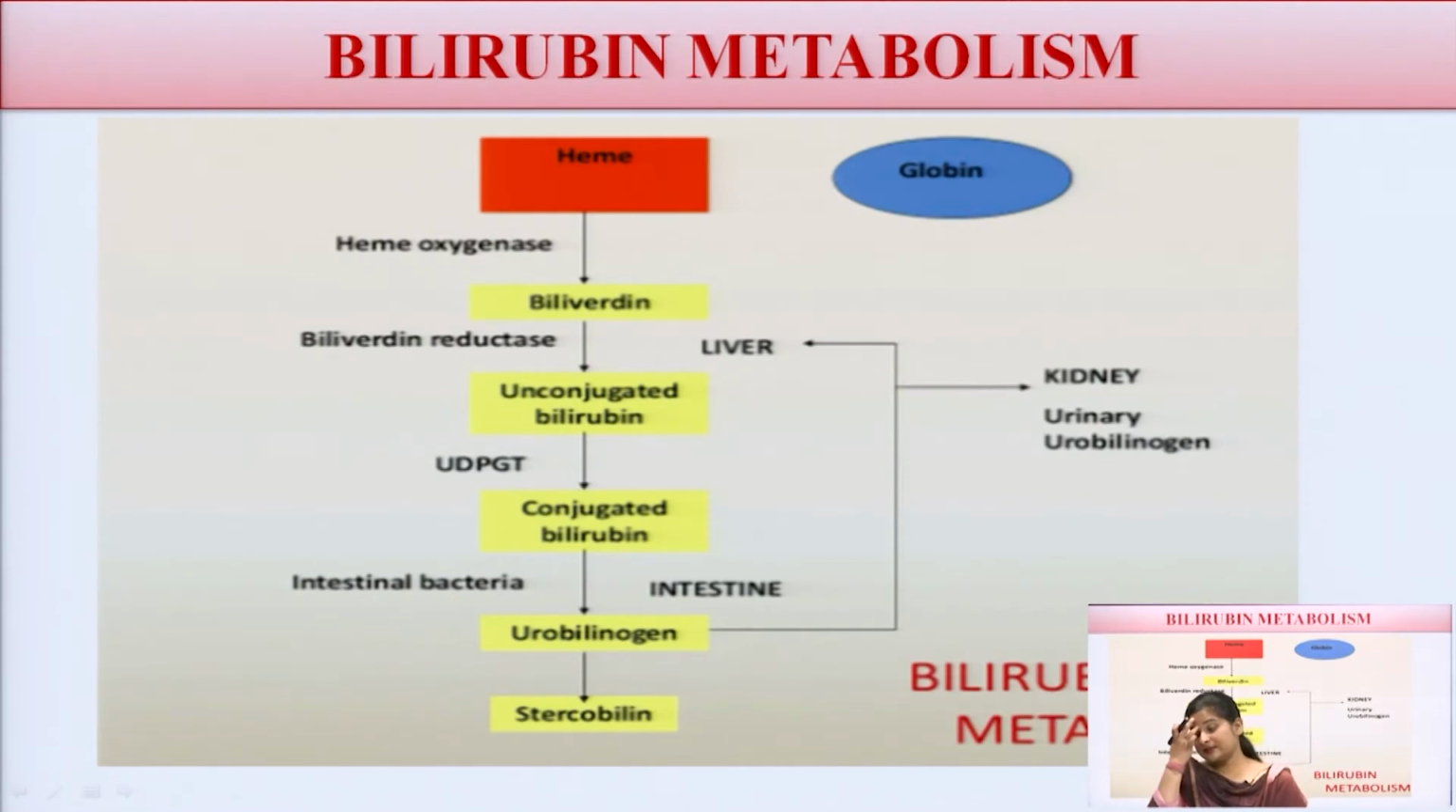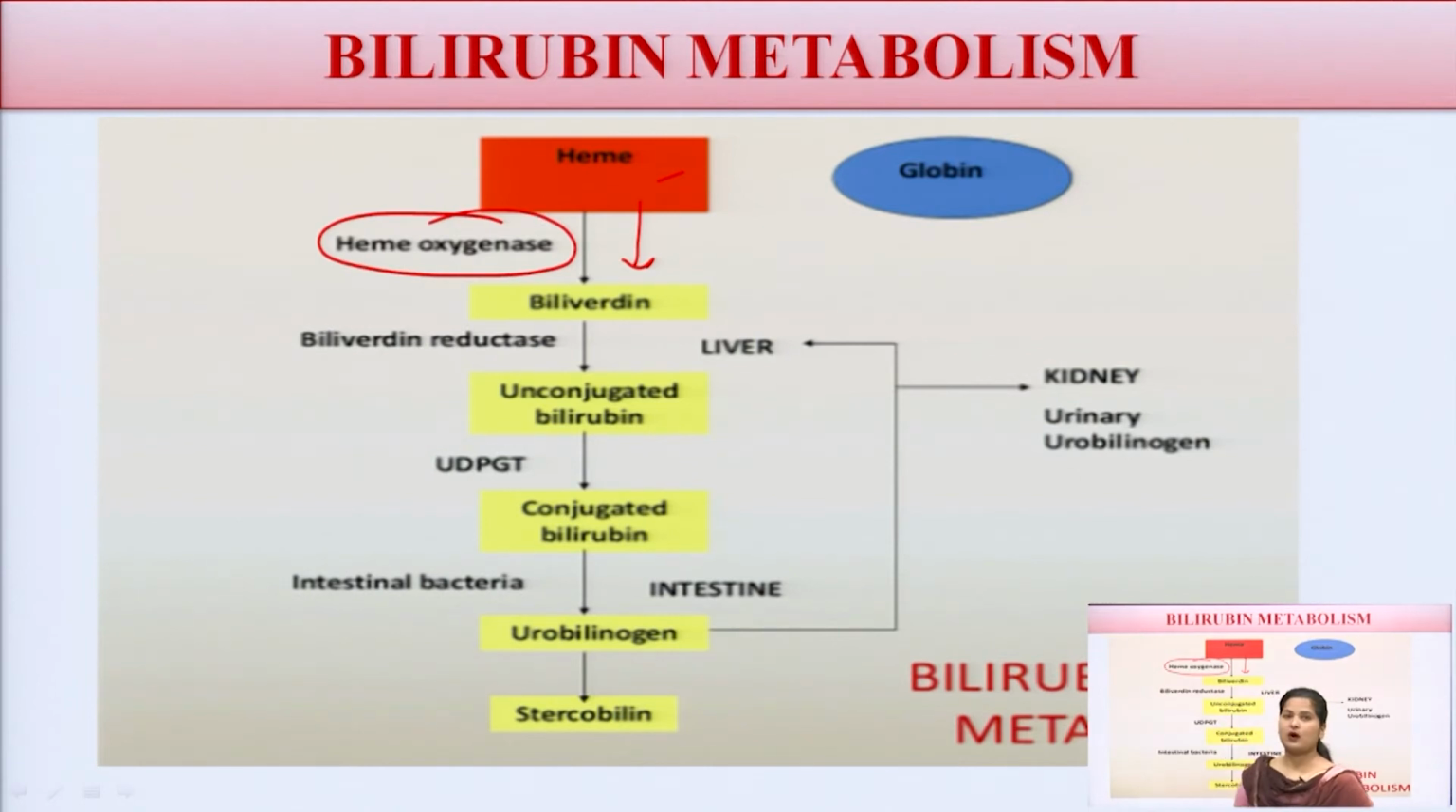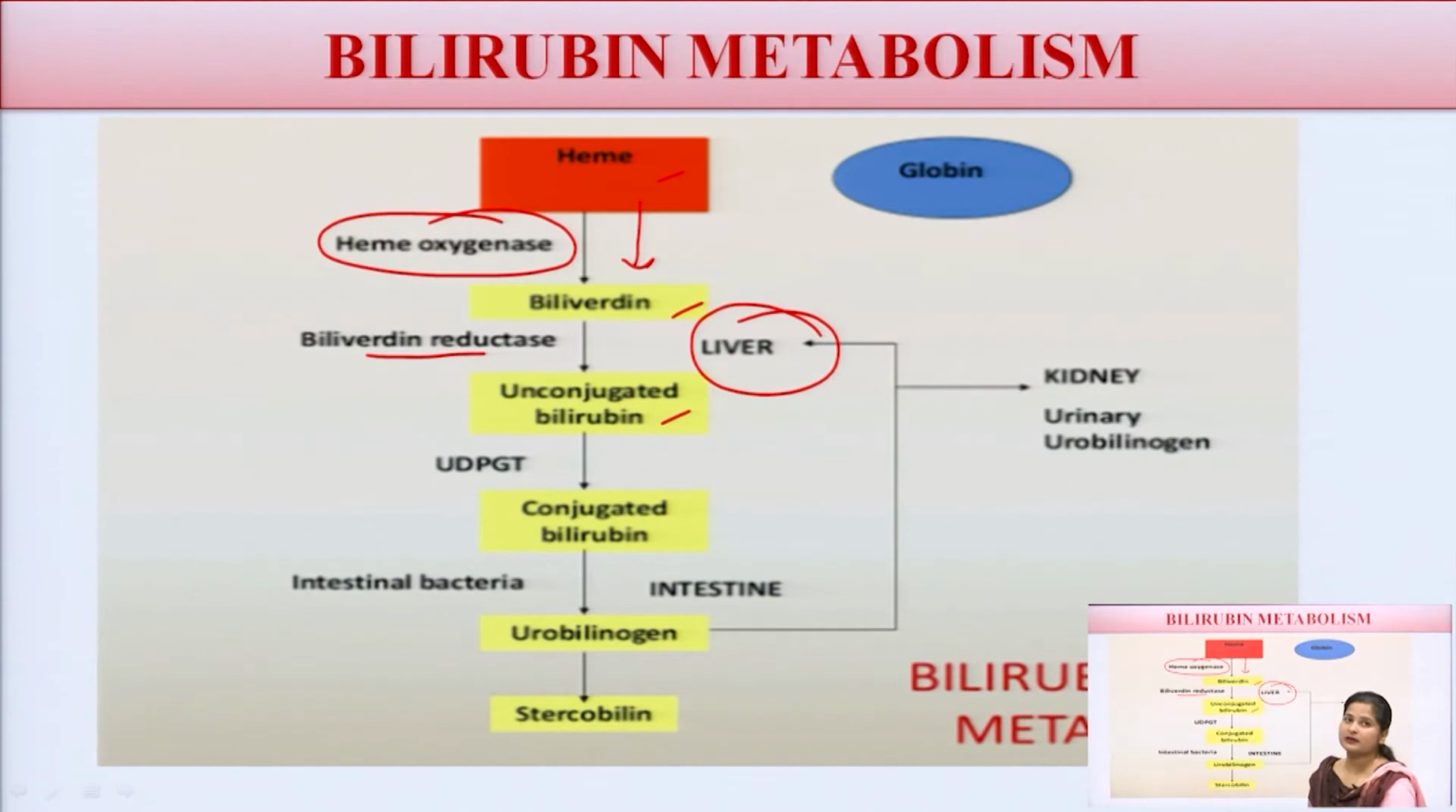Now, this is the bilirubin mechanism. So, there is hemoglobin, right. There is a heme protein or globin protein. So, the heme goes to heme oxygenase, right, which forms biliverdin, and this biliverdin, with the help of biliverdin reductase, forms the unconjugated bilirubin, and this process occurs in the liver.